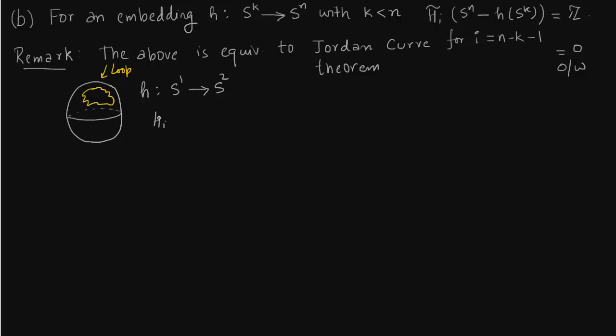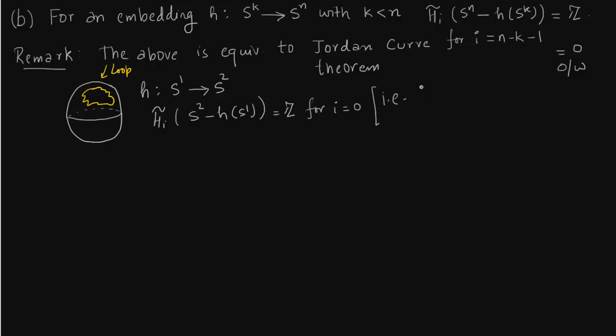So the theorem says that the reduced H_i tilde of S2 minus h(S1) is just the integers for i equals 0. That is clear, because here K is 1. So i is equal to 2 minus 1 minus 1, which is 0. So what does this mean?